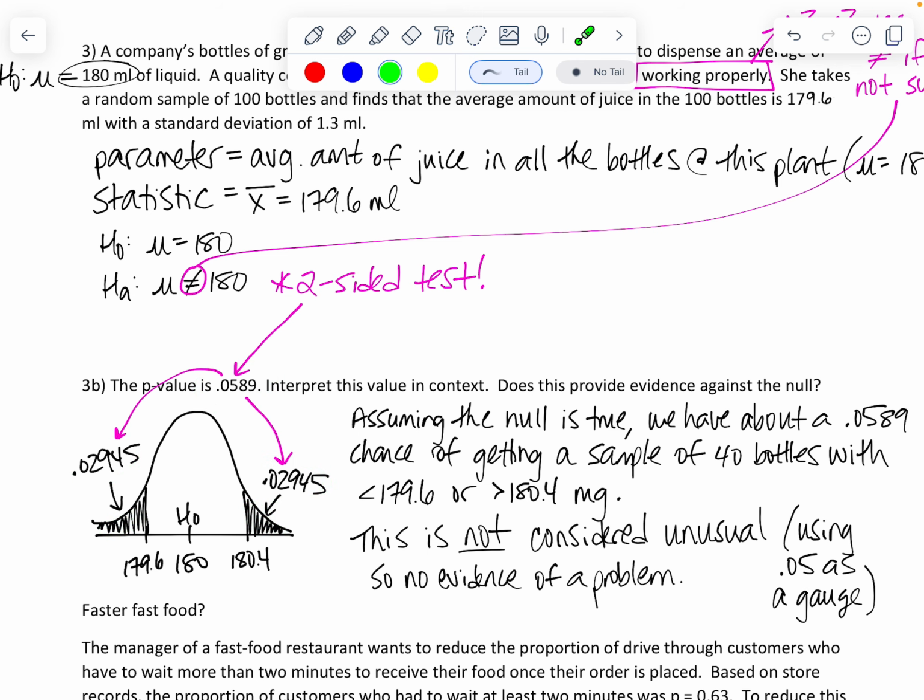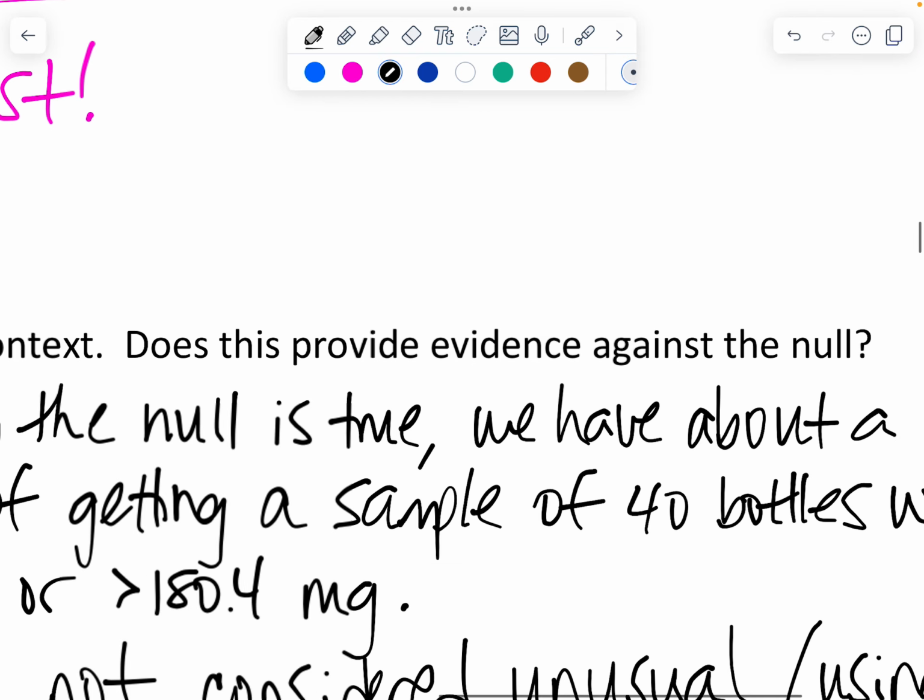That is not, even though it's close to 5%, that normal cutoff that we usually use in stats, it's a little bit higher. So it's not considered unusual. It's very close, but it's technically not considered unusual using the 0.05 as a gauge. Once again, we start with assuming the null is true, assuming that this company is filling up to an average of 180 milliliters every single bottle. We have about a 5 or 6% chance of getting a sample of, I don't know why I said 40 bottles, that should say 100 bottles, my bad.